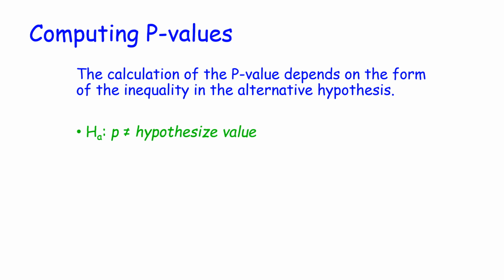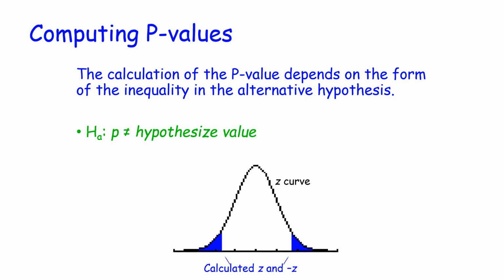And when our alternative hypothesis is that p does not equal the hypothesized value, in this particular z-curve instance, we're going to see that the p-value is the sum of the area in the two tails. So here we'll be calculating our z and our negative z.